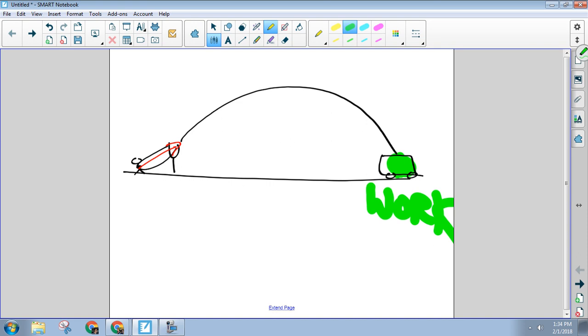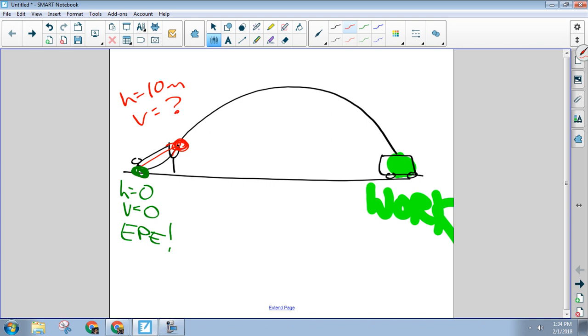Everybody good? All right, so with that in mind, let's go through and write down some information. So I'm going to kind of color code. At this point, here are the things I know. I know his height is 0. I know his velocity is 0. Does that mean the total energy is 0? No. Why not, Lucas? Because there's elastic potential energy here. Good? All right. At this point, the problem tells you the slingshot is 10 meters tall, and he leaves it with some velocity. We just don't know what that velocity is.